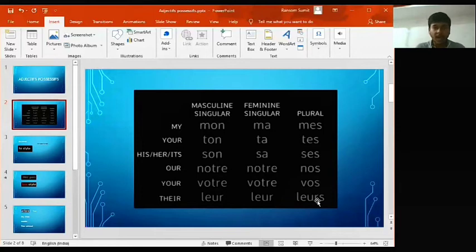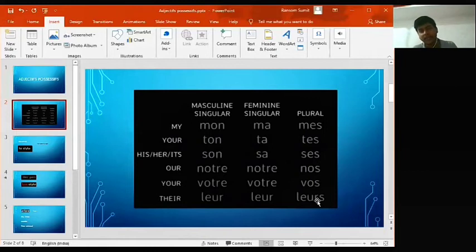So, how do we use them, and what are the rules to apply it? There are four rules that basically govern how we apply possessive adjectives. The first one would be, as you can see, there are three parts to them. So, I have to decide which one we are going to use.